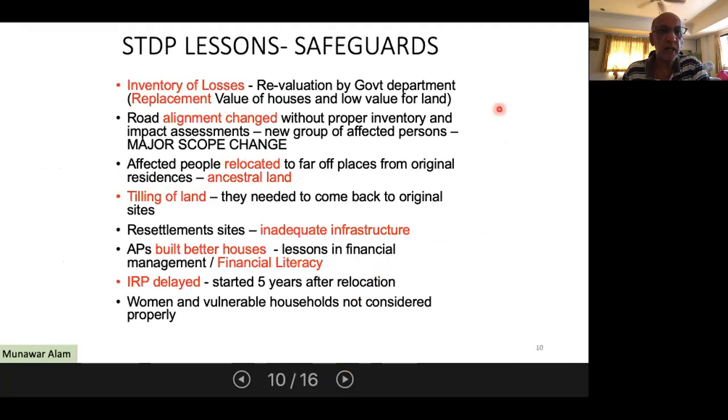So they were talking about the inventory of losses not having been done. For example, if a person had 15 banana trees in their house, he said only five have been counted. If he had a house with a concrete roof, he said, instead of the concrete, only the tin shed has been accounted for. Things like that. Plus, the neighbors came complaining, saying that, well, that person's banana tree has been valued X rupees, whereas my banana tree has been valued much less, and I'm just a neighbor, so why this less?